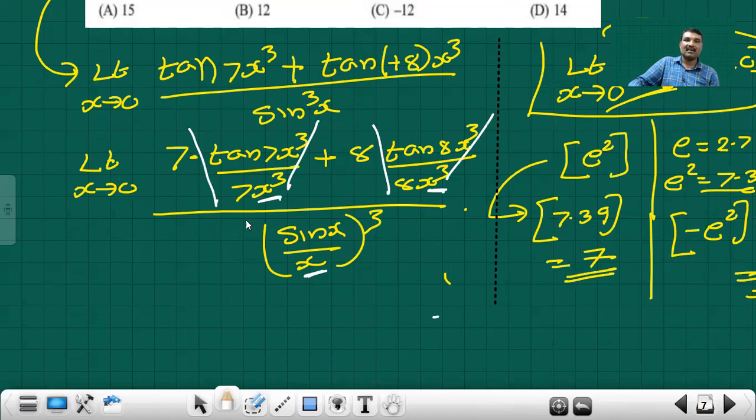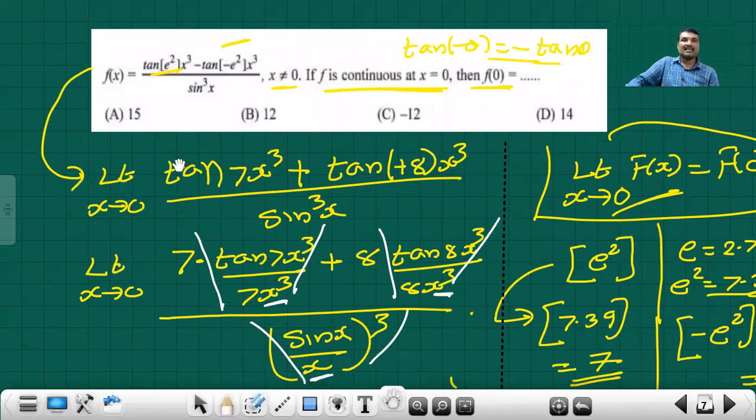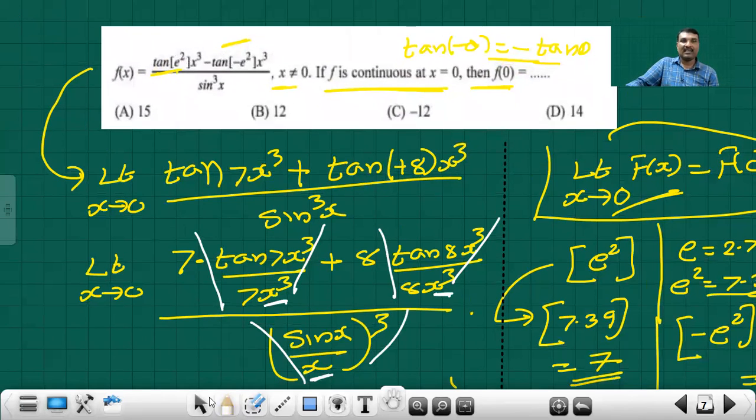This limit is 1. And this limit is 1. So this becomes 7 plus 8, that is equal to 50. So the answer is 50. Okay. A is the correct option.